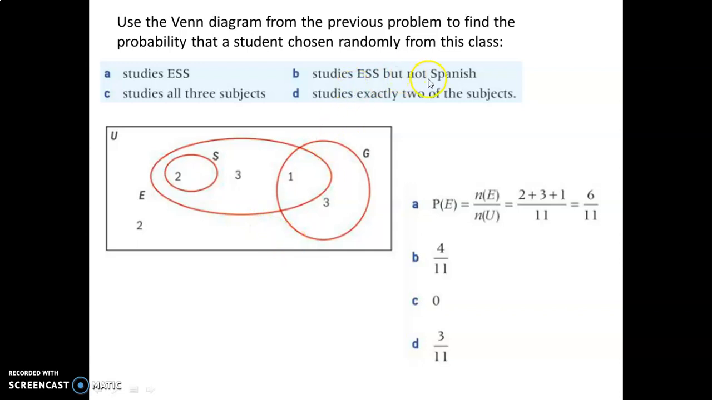And then ESS but not Spanish. Spanish is here, so that's all these remaining 4 here. Alright, and studies all 3. There's nobody who studies all 3. So 0 probability. And studies exactly 2. Well, find those numbers there. 3 out of 11 is the answer. Let's look at the next question.